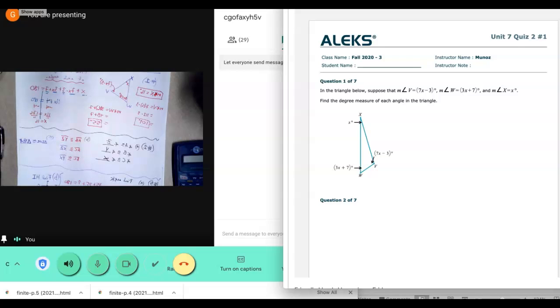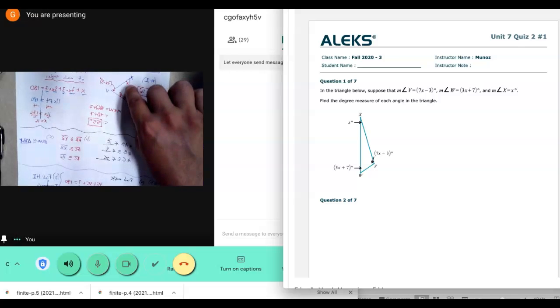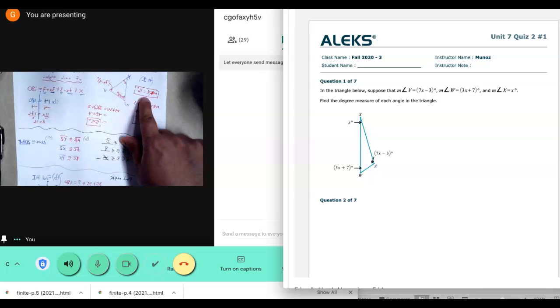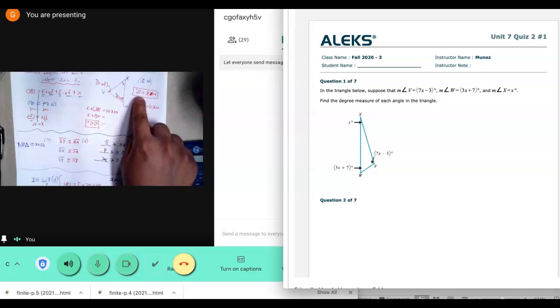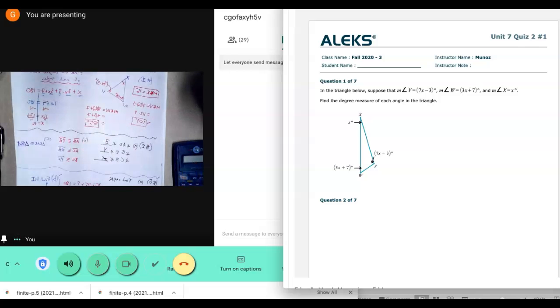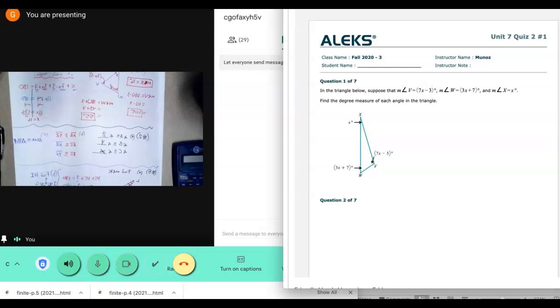A few little skills and concepts here, right? Three angles add up to 180. You can calculate x. Once you calculate x, you can plug that in to get the angle measures, which you see I did here. I plugged in x and calculated the three measures, 16, 109, and 55 degrees, and that would be total 180.